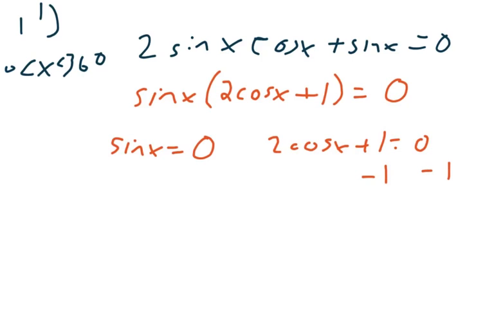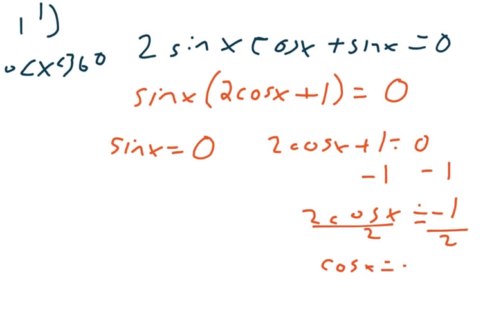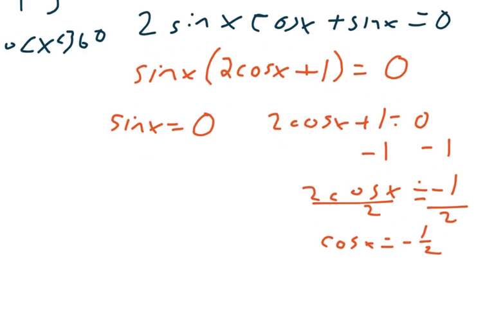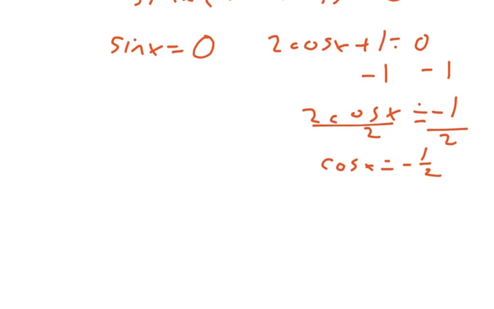Subtract 1. 2 cosine x equals negative 1, divided by 2, and the cosine of x equals negative 1/2. Since we're doing this in degrees, you want to make sure your calculator is still in degrees.